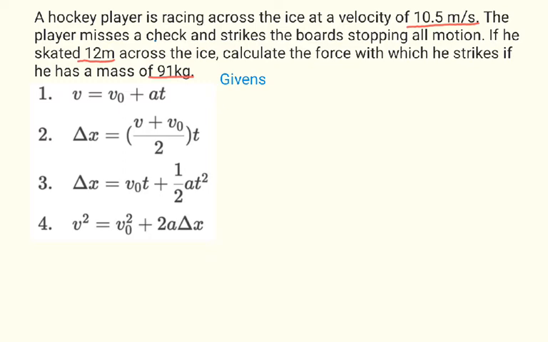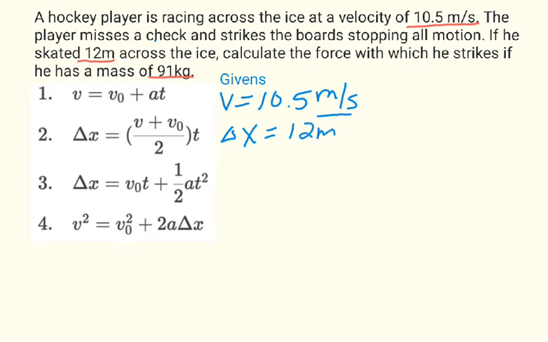Okay, so the first thing I see here is I have a velocity of 10.5 meters per second. So I'm going to go ahead and list that: 10.5 meters per second. Okay, and I know that's a velocity because of the meters per second. Next thing I see is I have 12 meters. Because it's meters, I know that I have a displacement, which is going to be equal to 12 meters.